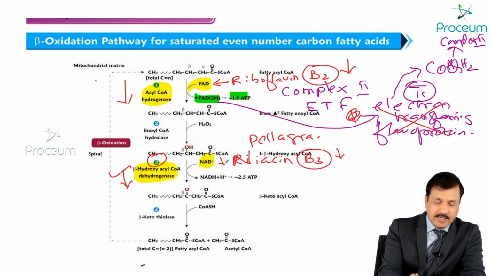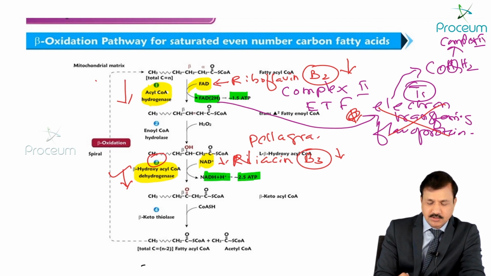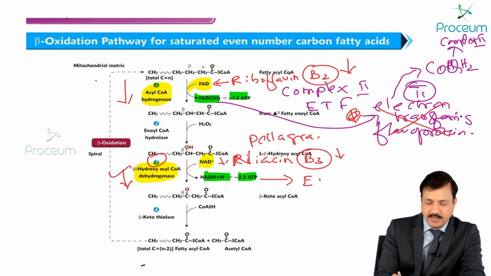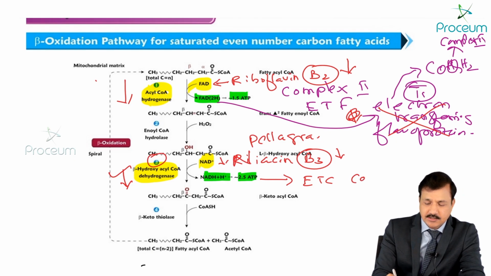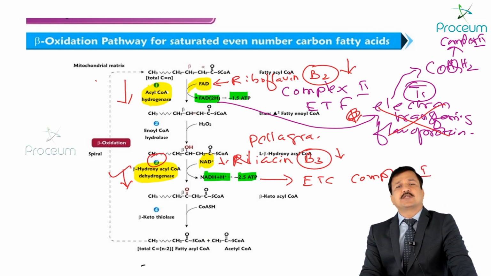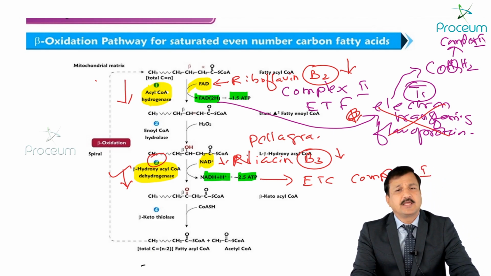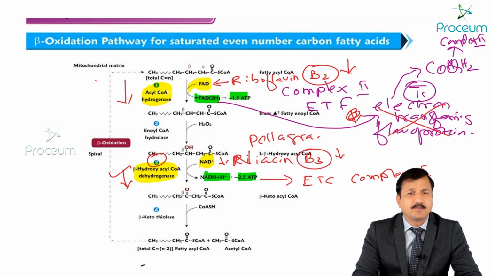And then NADH plus H plus that is made here is worth 2.5 ATP if it enters into the electron transport chain. Where does it enter into the electron transport chain? It enters into complex 1 of the electron transport chain. So if there is any inhibitor working on complex 1, inhibiting complex 1, that will affect the third reaction in beta oxidation of fatty acid. So this is how some of the applied or clinical aspects we can apply to beta oxidation of fatty acid reactions.